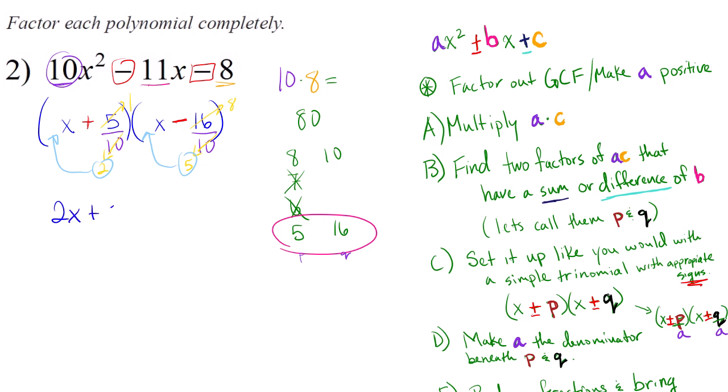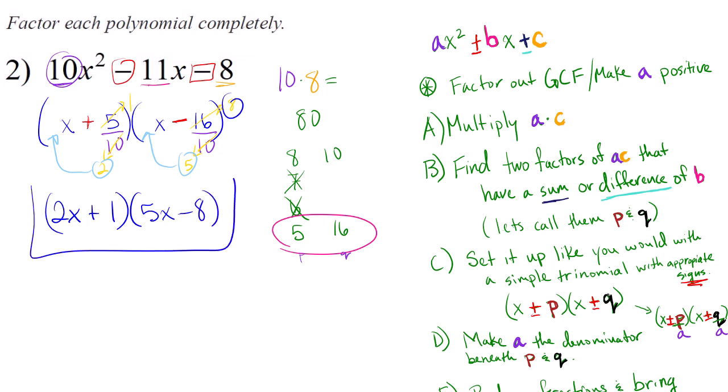So we get 2x plus 1. Notice how there's a 1 here now. Then we get 5x minus 8. And that's our final answer.